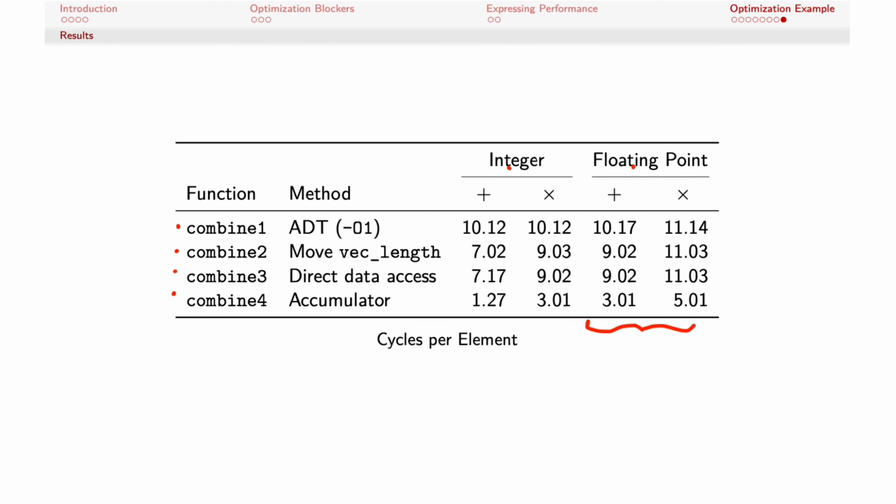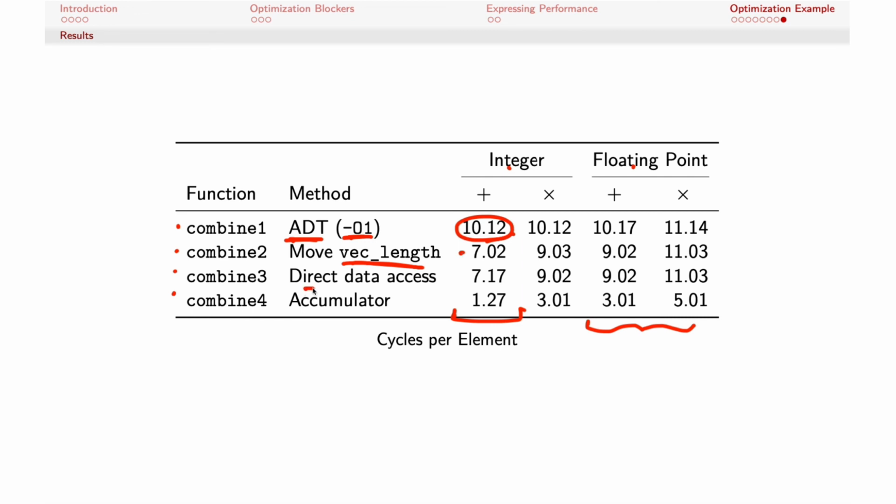Let's just look at one of these data sets. We'll just take a look at the integer addition operation. You can see that the base time here is 10.12 cycles per element. This is just the basic ADT with a little bit of optimization turned on in the compiler. Then we moved the vector length calculation outside the main loop, so that considerably speeds up the iteration each time through, and that reduces our cycles per element to 7 and change.